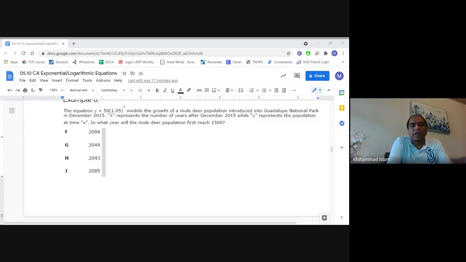So this started when the population was 50 in 2015. So to 2015 you add 69.7 years, which is basically 70 roughly. So you have 2085. So 2085 is your answer. It's the year when the population of your deer will become 1500 for the first time. So make a note of it, and we'll continue on with the next problem in a few seconds.